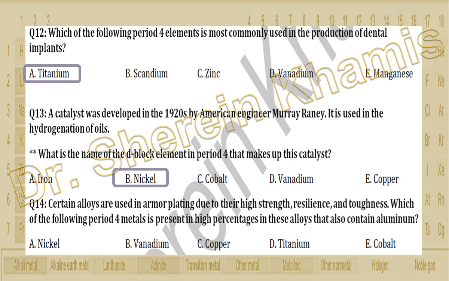Certain alloys are used in armor plating due to their high strength, resistance, and toughness. Which of the following period 4 metals is present in high percentage in these alloys that also contain aluminium? We have aluminium and one other metal used in the alloy. We have nickel, vanadium, copper, titanium, and cobalt. The most effective one that forms the alloy with aluminium is titanium.